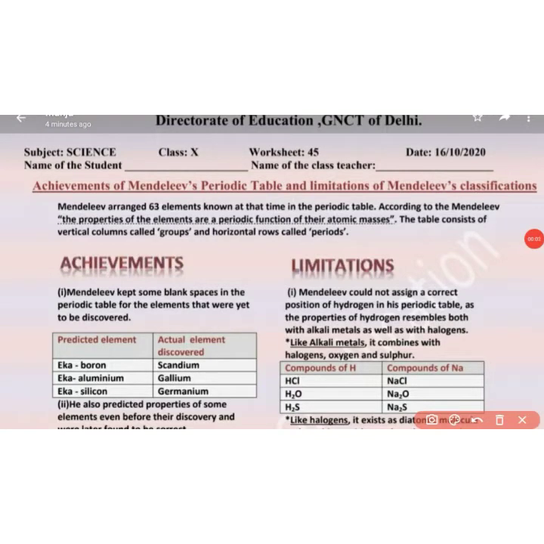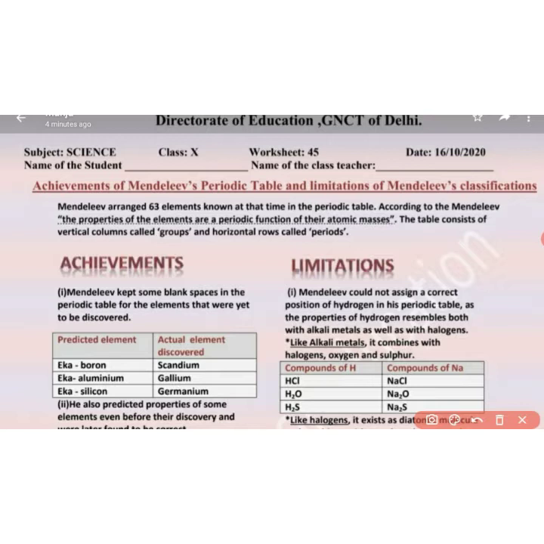Hello students, today we'll discuss our worksheet 45, and as we have seen in a previous worksheet about Mendeleev's periodic table, today we'll study the achievements and the limitations of Mendeleev's periodic table. So as we know, at the time of Mendeleev only 63 elements were known, and according to Mendeleev the properties of the elements are the periodic function of their atomic masses.